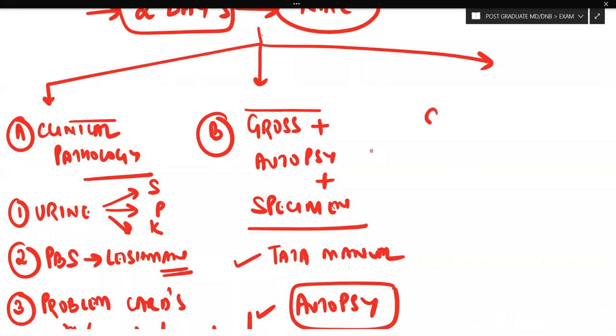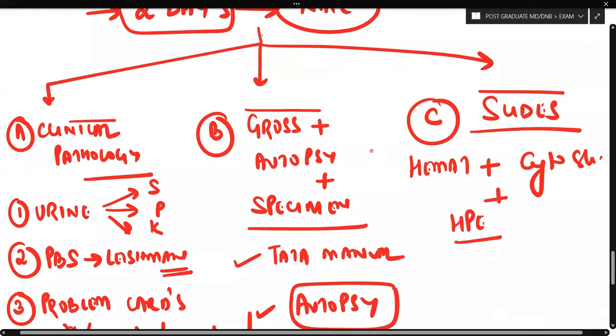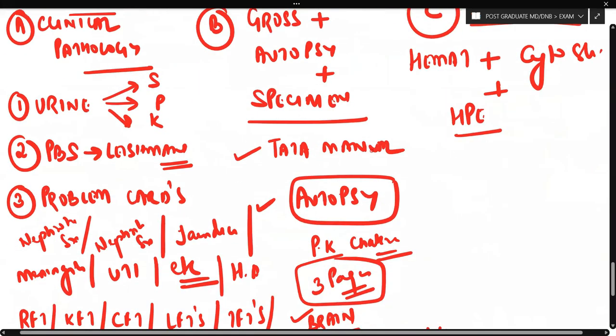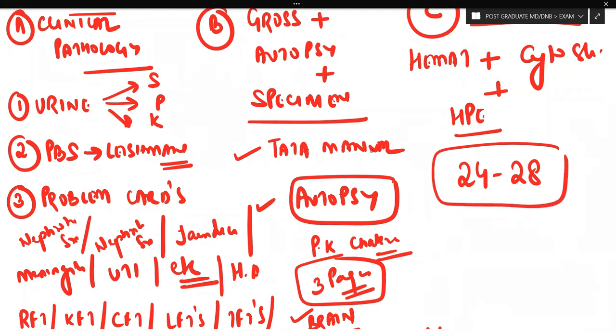Coming to the third aspect, very important is the slides, something that you fear. Okay. So there are your hemat slides. Along with that, you will have the cyto slides. Along with that, you have the histopathology slides. Okay. In total, if you see, approximately 24 to 28 slides are there. And each slide, if you see, carries approximately 5 marks in some colleges. In some colleges, they carry 10 marks.